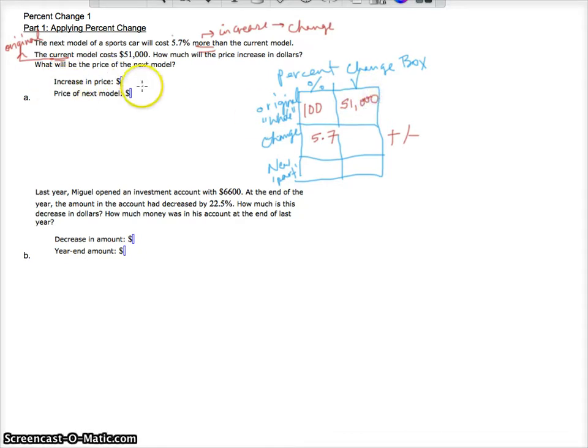The first question asks for the increase in price, so that's the change. So we're going to put an X in our box. And then we can cross out the bottom part because we don't need that anymore. And now I can set my proportion up using these values. So I'm going to set it up as 100 over 5.7, and 51,000 over X.